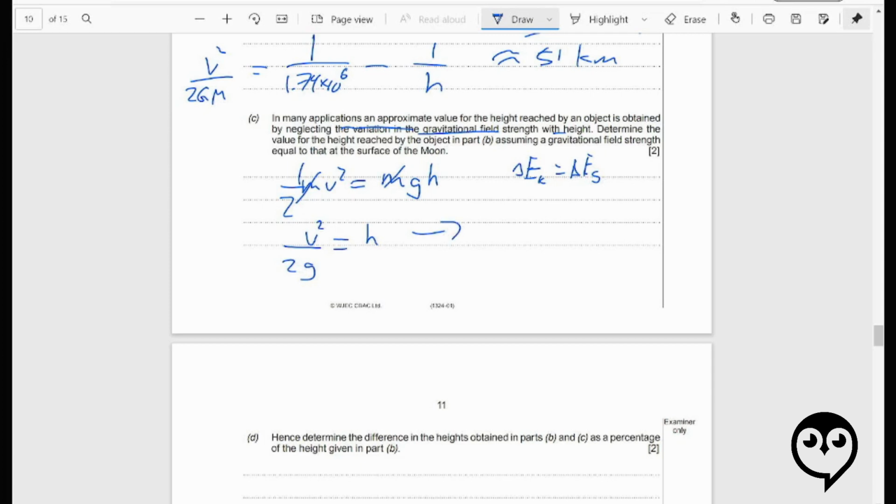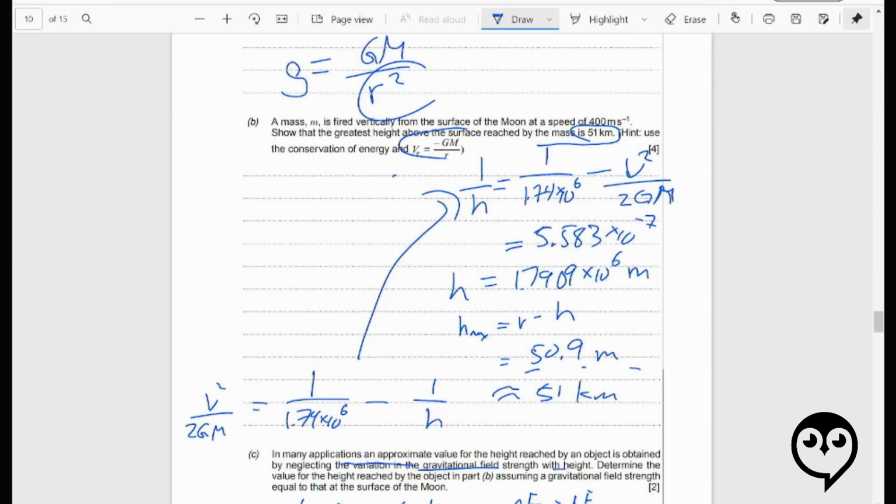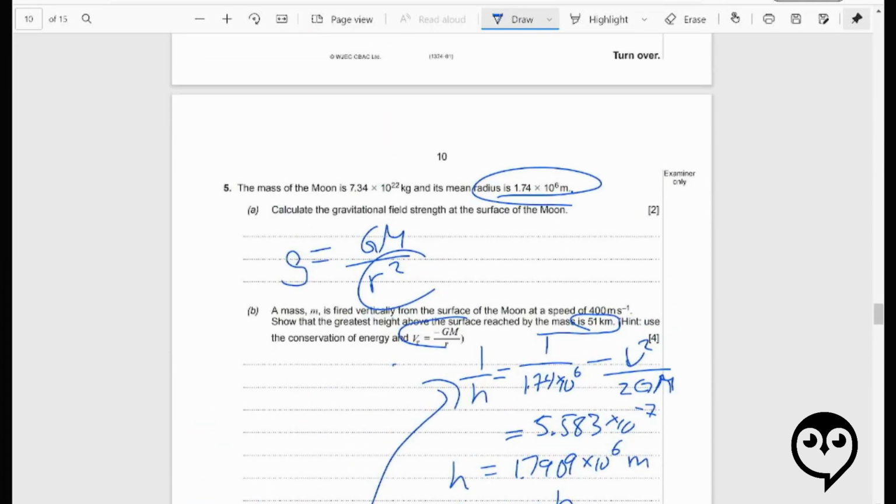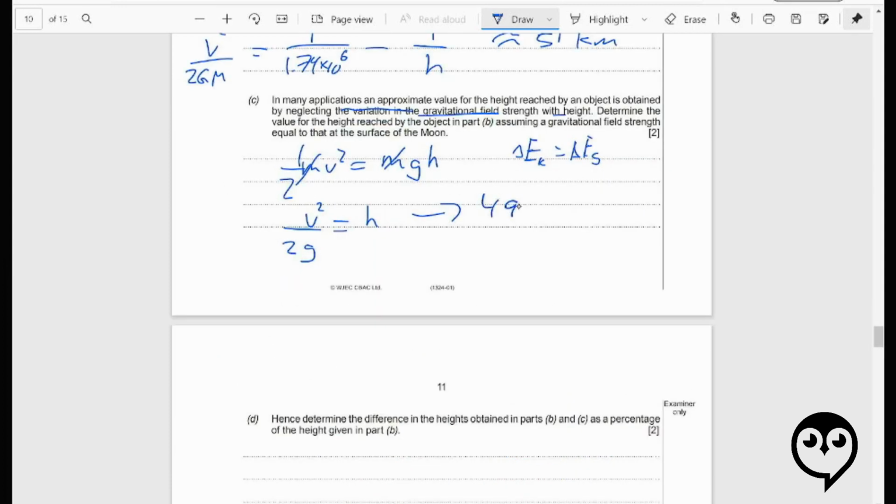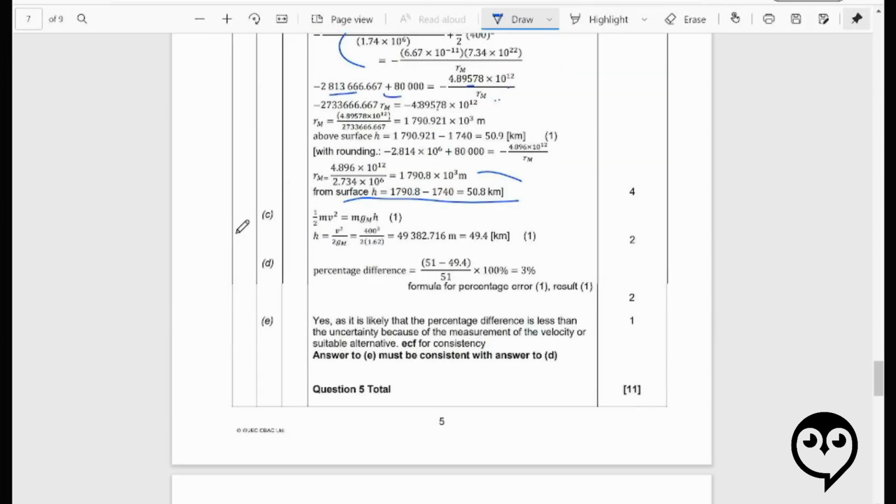We're going to have 400 squared divided by 2 divided by, as we calculated before, 1.62. So I get 49,382 meters. So that's roughly 49 kilometers. I had 49.4, yeah, that's what I had, so you do some rounding.